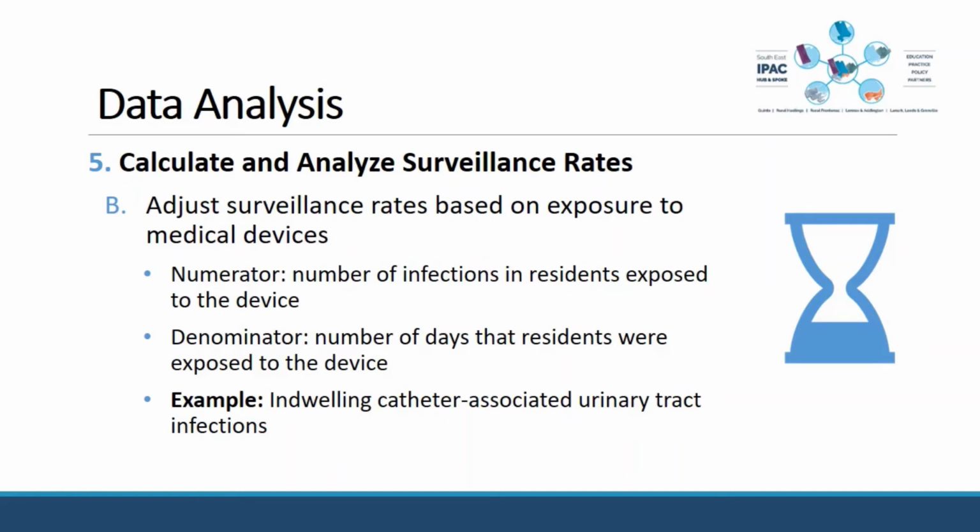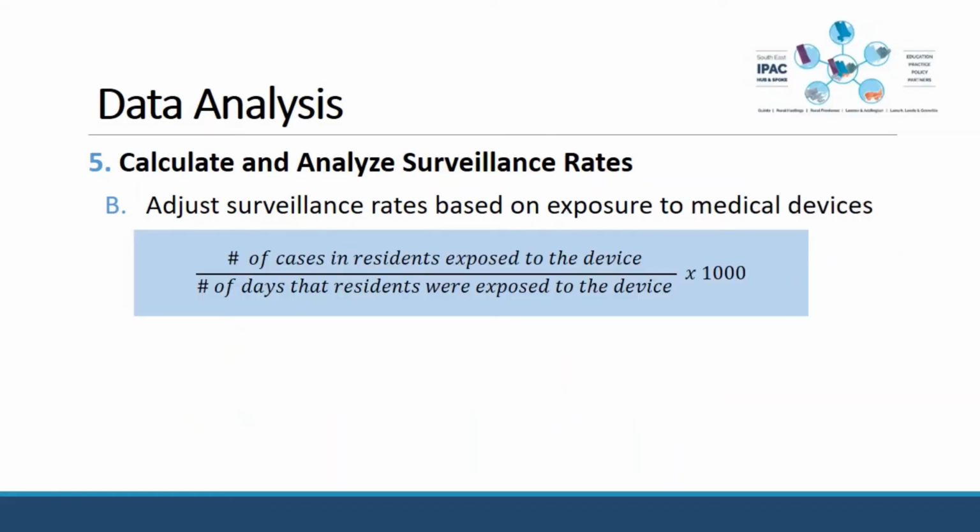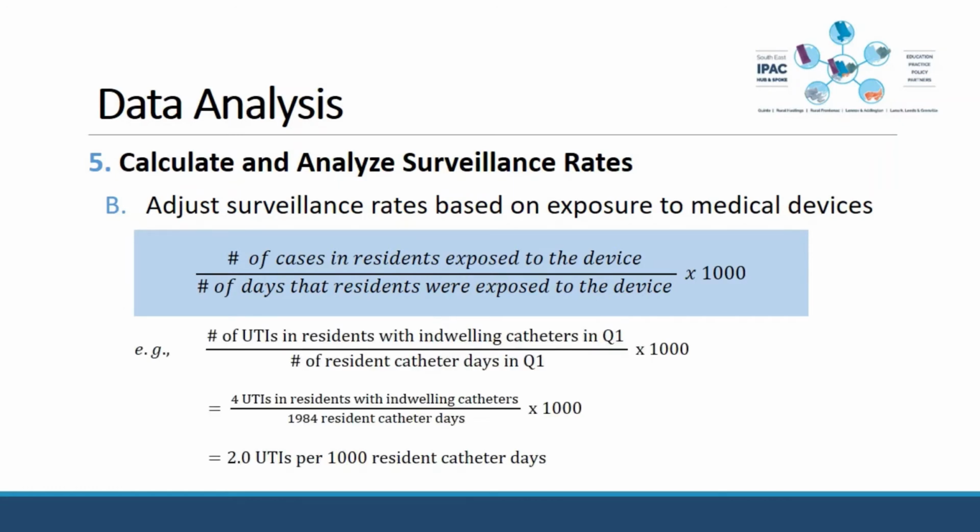So again, for the visual learners, we're going to put those two into the equation. So you have the number of cases and residents exposed to the device as your numerator, and the number of resident device days as your denominator. So if we use the example of catheter-associated UTIs, the numerator will be the number of UTIs in residents with indwelling catheters, and your denominator will be the number of resident catheter days.